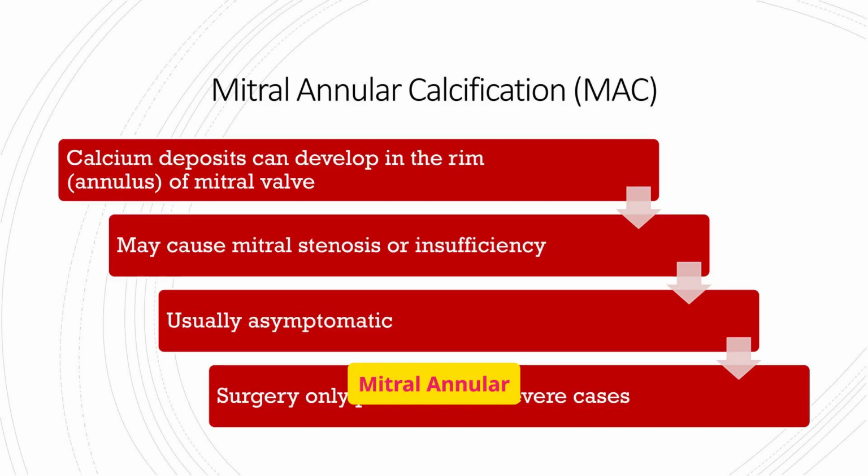Mitral annular calcification, MAC, involves calcium deposits developing in the rim of the mitral valve. This may cause mitral stenosis or insufficiency. It's usually asymptomatic, and surgery is only performed in severe cases.